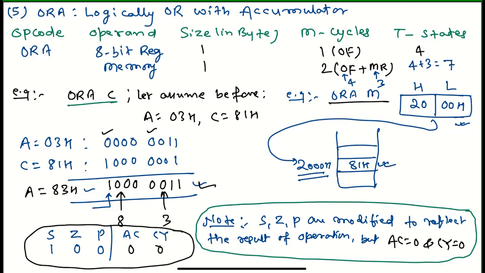And regarding the flags, how things change for ORA C, with a similar fashion for this instruction also, the flags will be modified: the sign, zero and parity flags are going to be modified as per the result obtained, and the auxiliary carry and carry will always be reset after execution of this ORA M instruction, irrespective of the result obtained after this ORing operation.